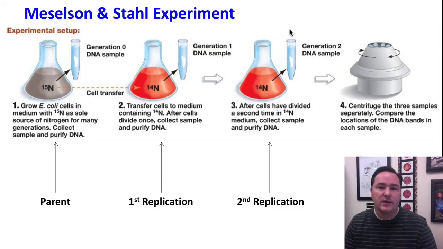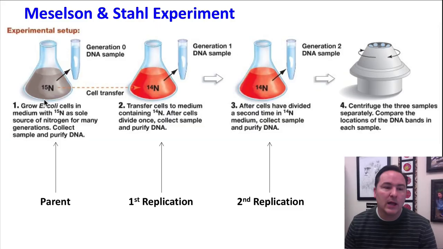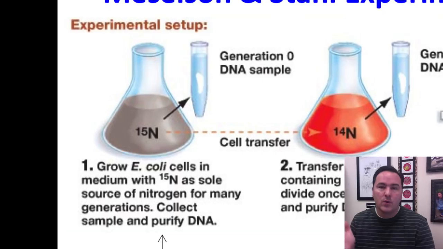So what they did is they started out with some E. coli, some bacteria, but these bacteria were being grown in a medium that had nitrogen 15. So regularly nitrogen has 14, but in this case, they were growing it in a little bit heavier nitrogen, which had an extra neutron. All of the atoms of nitrogen were a little bit heavier. So that's what they did first. They grew up a bunch of bacteria, so all of their DNA was incorporating a little bit heavier nitrogen, nitrogen 15, instead of the regular nitrogen 14.